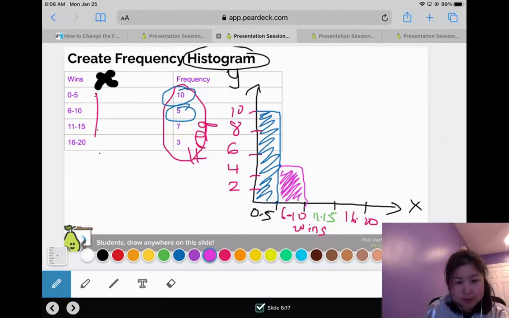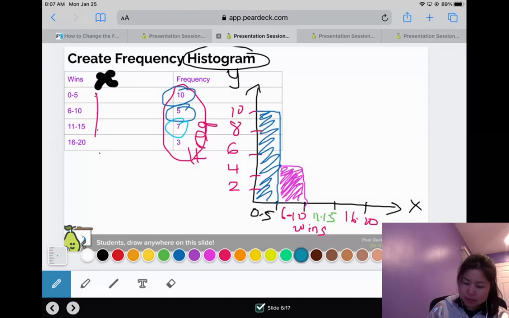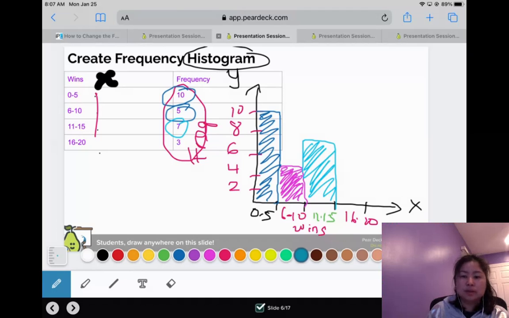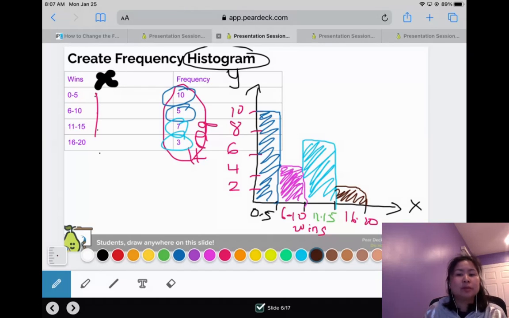The frequency is 5, so it's between 6 and 4. This is slide 6 on your product, okay? Then the next one is 7, so it's between 6 and 8. Notice there's no space in between those bars. And the last one is 3, so 3 is between 2 and 4. Okay, so that's how you would create a frequency histogram. Your practice, the next one, you're going to do on slide 7. You can try that, okay?